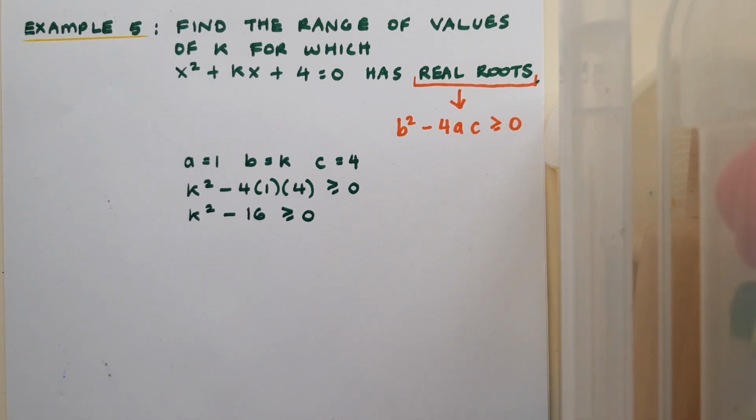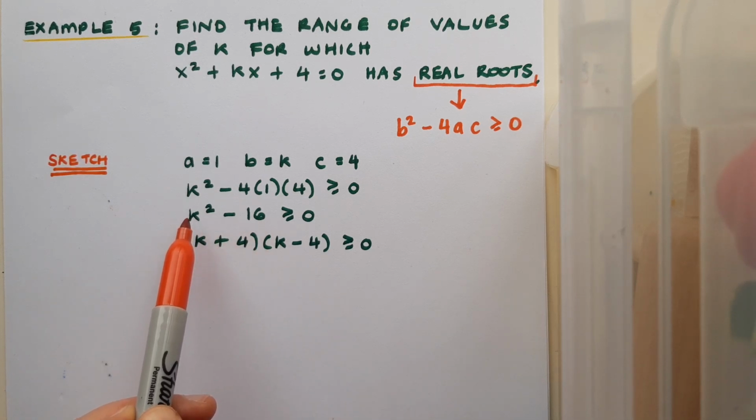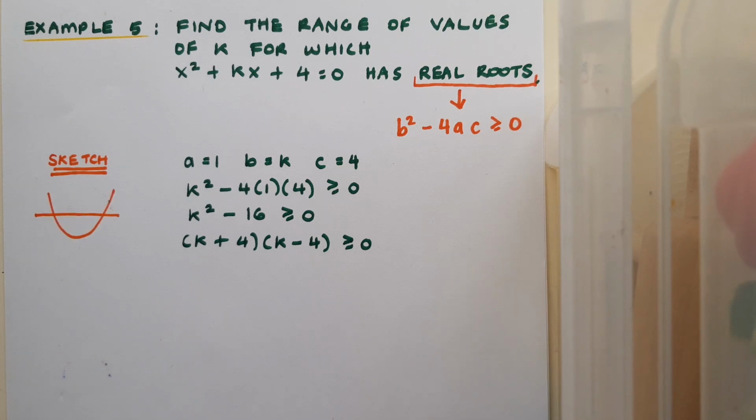Okay, so this is a type of quadratic. What is it? It's a difference of 2 squares. So we're going to factorize that to give us k plus 4 times k minus 4 is greater than or equal to 0. So now we're back to the situation in previous questions where we drew our sketch. So this difference of 2 squares is a positive k squared, so it's a U-shaped curve, and its roots are minus 4 and plus 4.